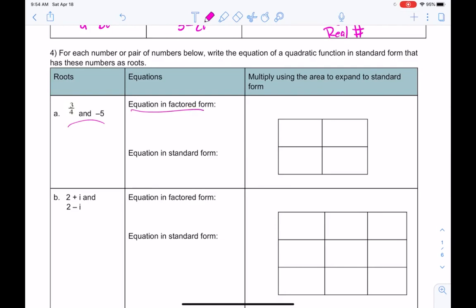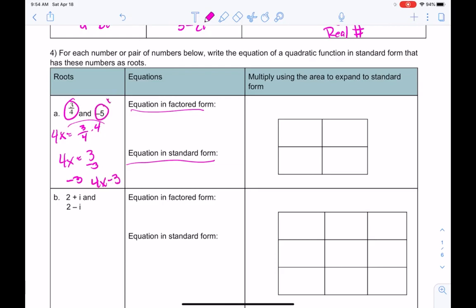Okay, so for each number pair before, we're going to write the factored form given the roots. We're going to write it in factored form. We're going to write it in standard form by multiplying it out. Okay, so just a quick reminder here. If you have a fraction, remember this is what x equals. So you would have to multiply by 4 to move the 4 over to the other side, and you get 4x equals 3. So then you'd subtract 3, again, inverse of zero product property, so we end up with 4x minus 3.